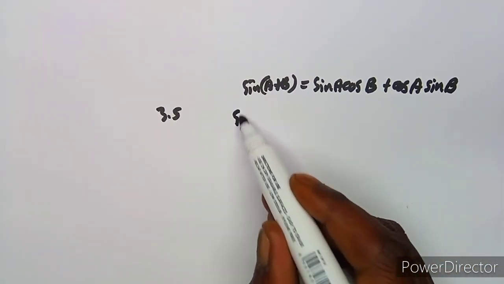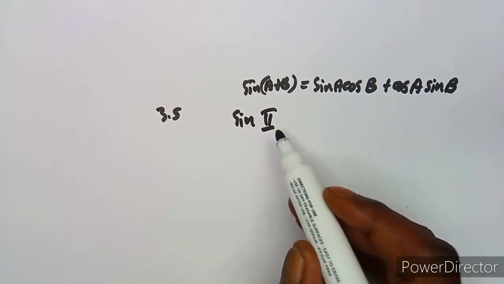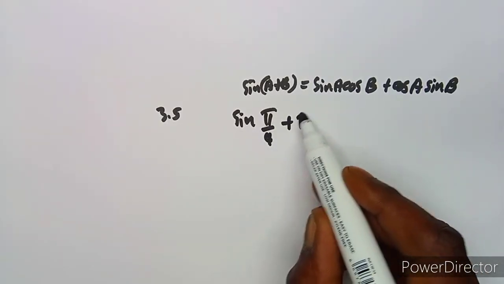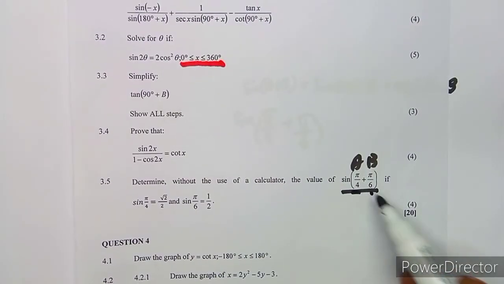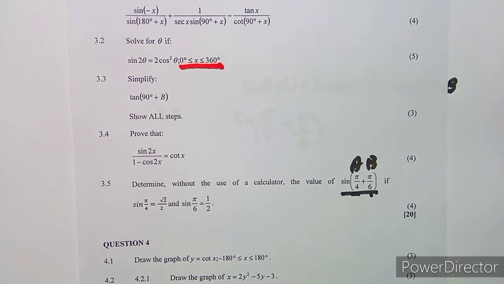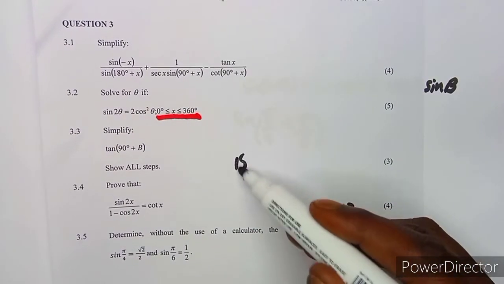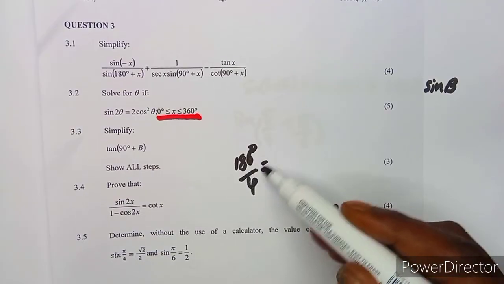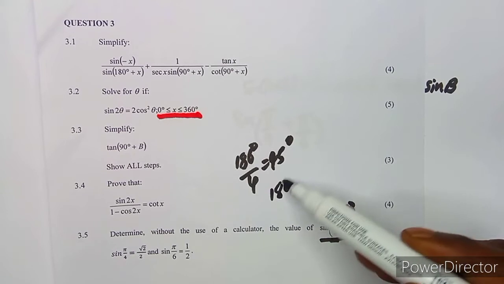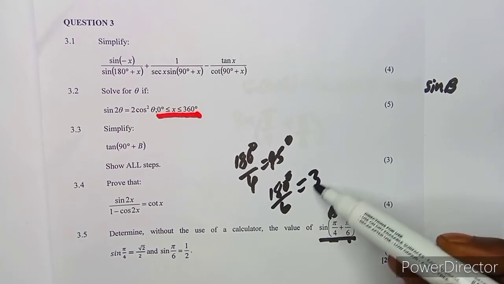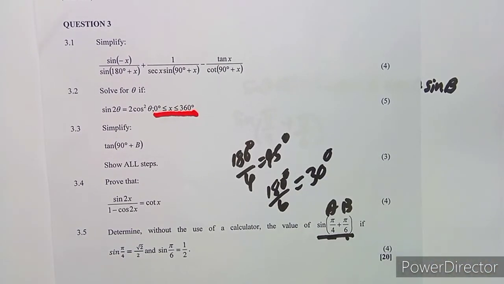So in this case, we are given sine of pi over 4 plus pi over 6. This is what we are given, guys. And also, we are given this in radians. So pi over 4, pi is just 180 degrees, so 180 divided by 4 is 45 degrees. Then 180 divided by 6 is 30 degrees. That is 45 and 30. That is what it means.